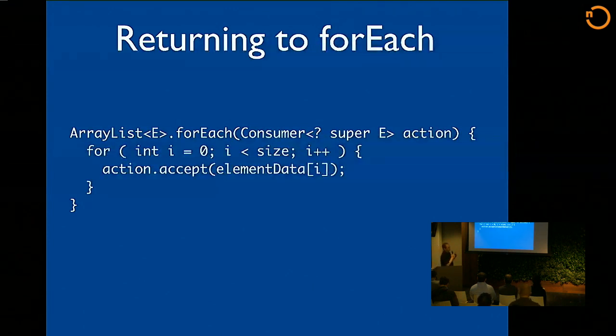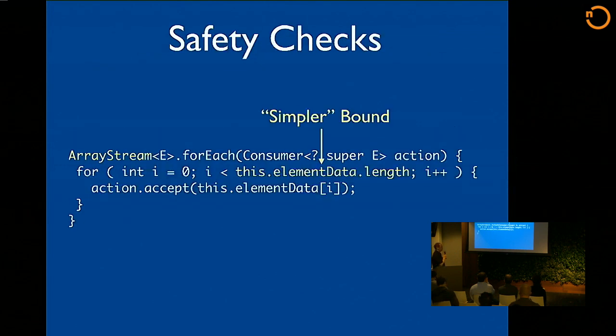So returning to for each. The first thing that compounds the work for Java's compiler is we have to put in safety checks. I'm actually going to switch from using array list for each to a sort of theoretical array stream for each, because then I don't have to deal with this size here. I have to use this element data length, which is actually easier for the compiler. You think it looks harder, it's actually easier.